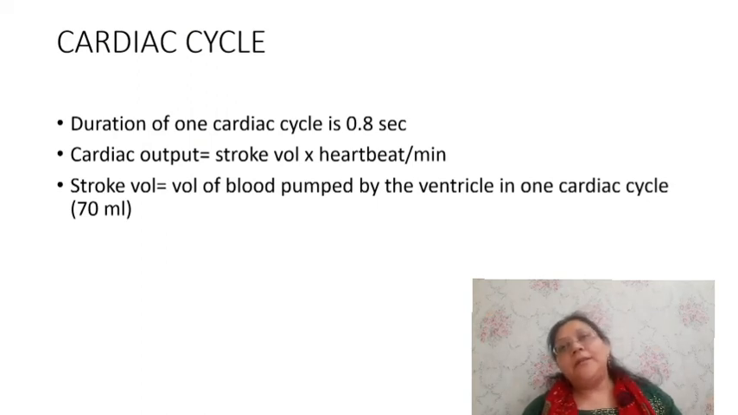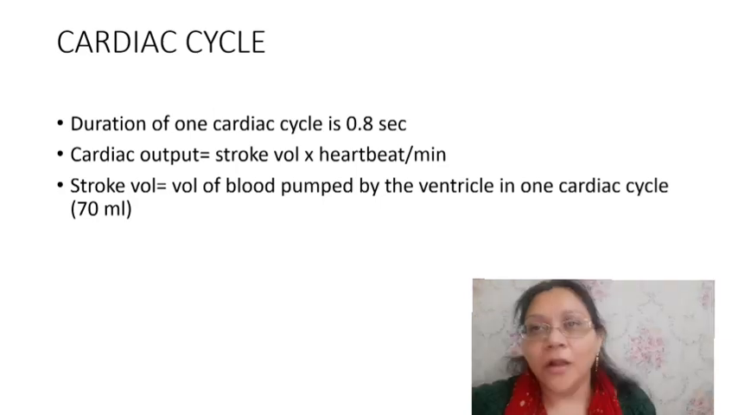So in one cardiac cycle, the atria contract and the blood moves to the ventricles, and when the atria relax, the ventricles contract and push the blood to the lungs and other parts of the body. One systole and one diastole comprise one cardiac cycle, and in one cardiac cycle the ventricle pumps around 70 ml of blood.